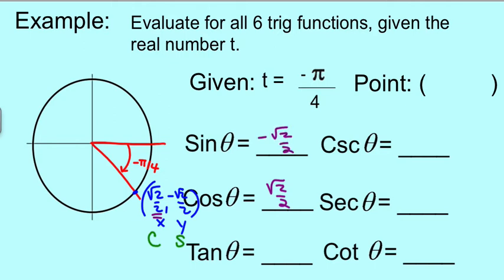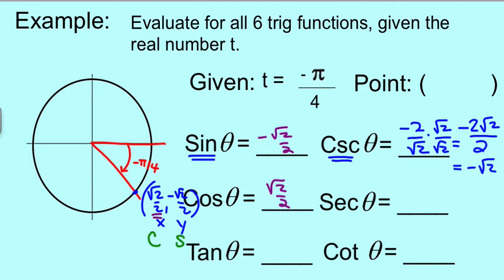Let's reciprocate to find the cosecant and secant. To find the cosecant, we're going to reciprocate the sine. So it's going to be negative 2 over square root of 2. Can't leave the answer like that, so we have to rationalize it. So square root of 2 over square root of 2. Multiply across. Negative 2 square root of 2 over square root of 2 times square root of 2, which is 2. Now I can cancel out those 2's, and I'm left with negative square root of 2.